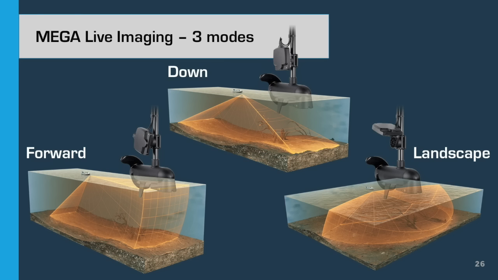By adjusting the position and orientation of the Mega Live transducer, we can obtain live sonar information in forward mode, which is great for casting and retrieving, or in down mode, which is a vertical jigger's dream, or in landscape mode, which gives us a unique 140-degree wide window into the underwater world, where we can see structure and the fish swimming around it all in real time.